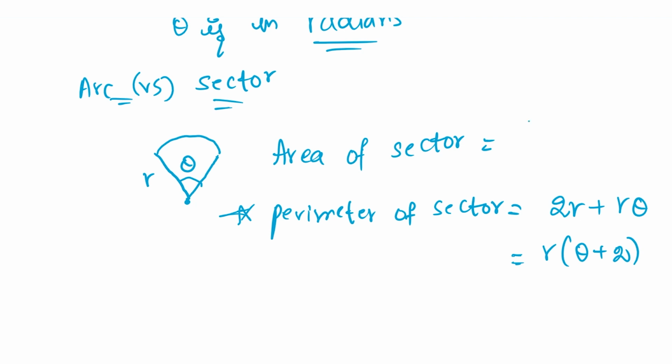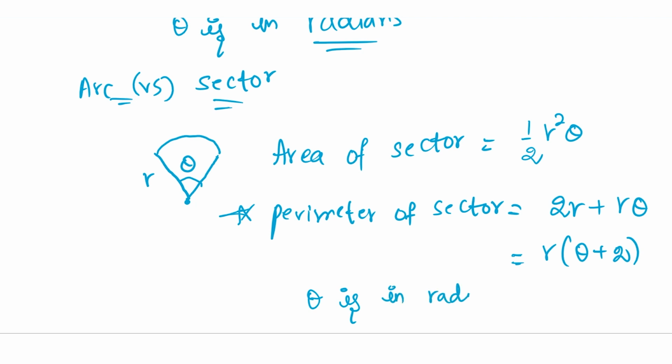Area of the sector is, you have to remember this, half r square times theta. Theta is still in radians. Half r squared theta.